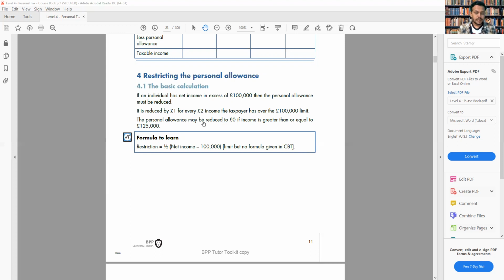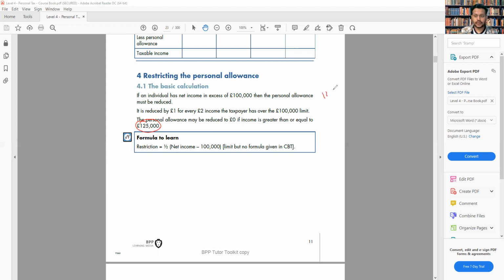The personal allowance may be reduced to 0 if income is greater than or equal to 125,000. I already showed how it works. So if someone's income is more than 125,000, his personal allowance will be 0. So how does it work? Let's say someone's income is 125,000.